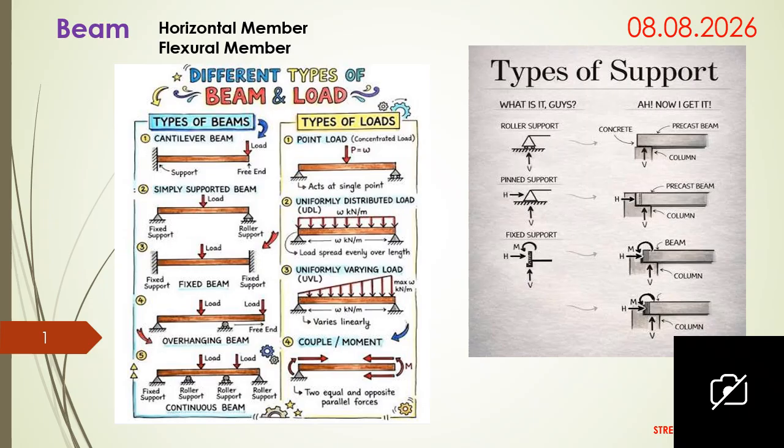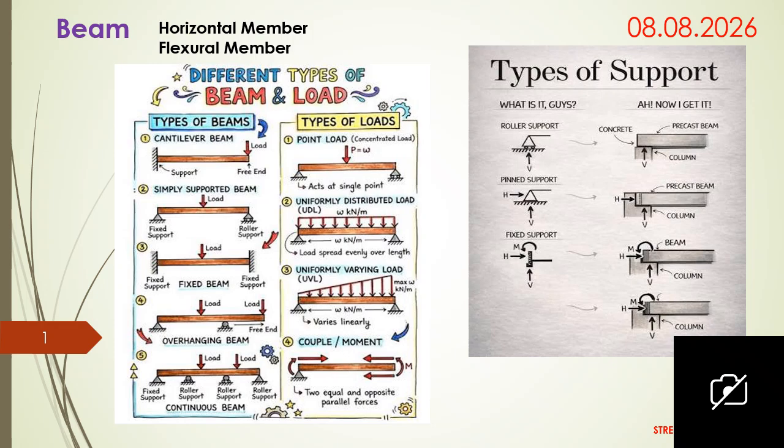And the third one is fixed support. All 3 directions are fixed. It cannot move horizontally, cannot move vertically, and cannot rotate. So the fixed support gives resistance against horizontal force, vertical force, and moment or rotation. So the number of reactions is 3. Hope you all understand this concept, right?